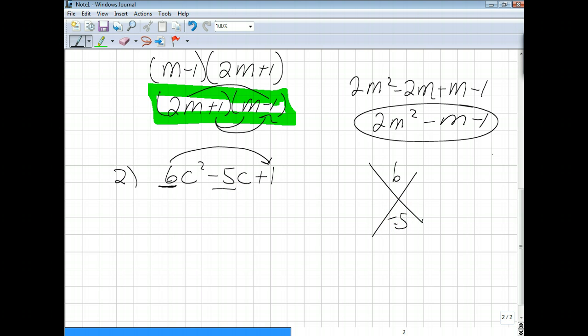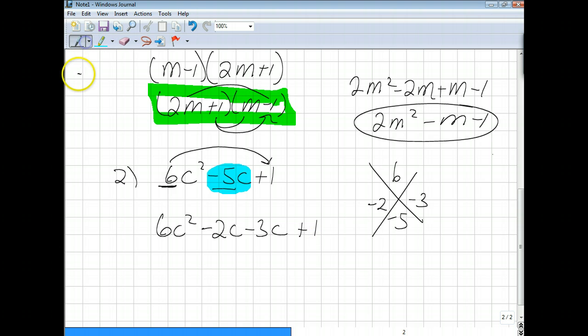Then you do exactly what we did yesterday. What times what is a positive 6 but adds up to negative 5? So it's going to be negative 2 and negative 3. Negative 2 times negative 3 is a positive 6. Negative 2 plus negative 3 is a negative 5. Now remember, what we do is we take this and replace it with what it came from. So 6c squared, and the negative 5c came from a negative 2c and a negative 3c.